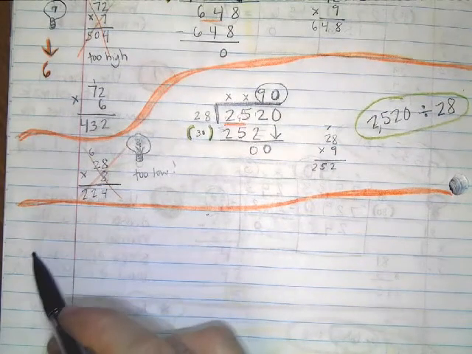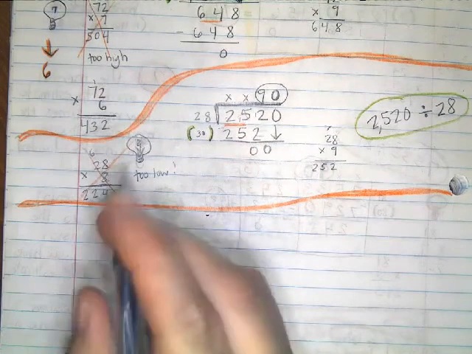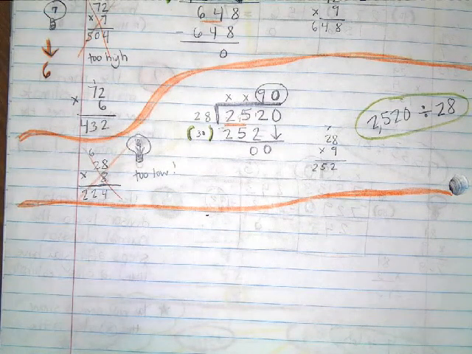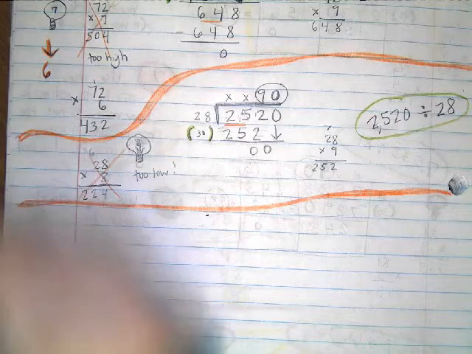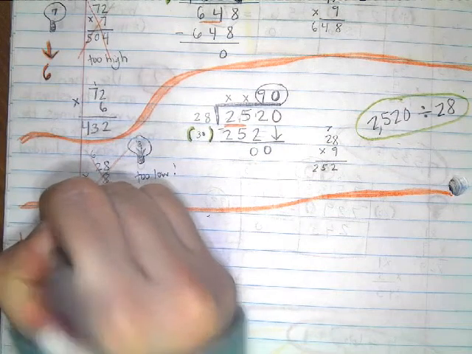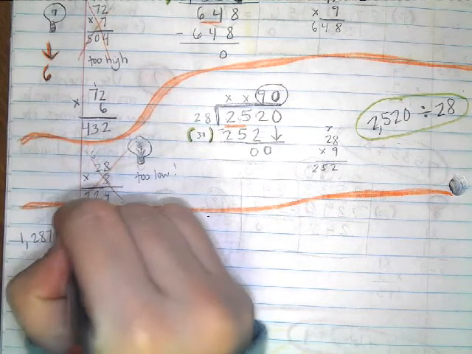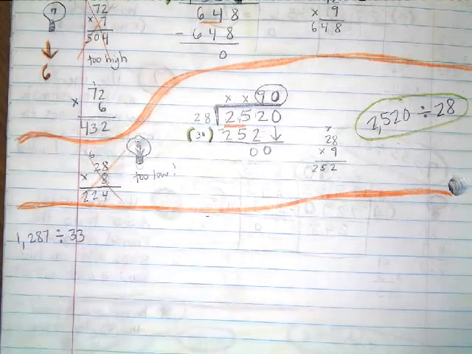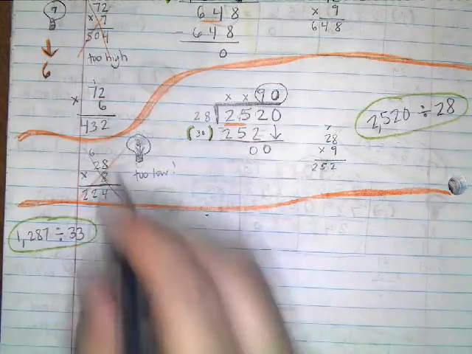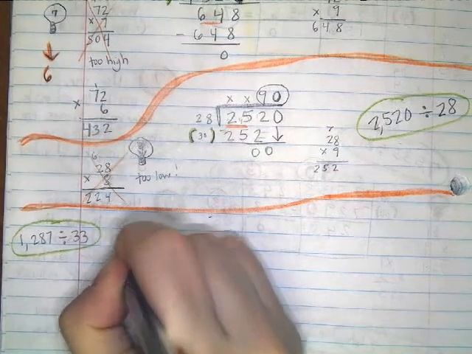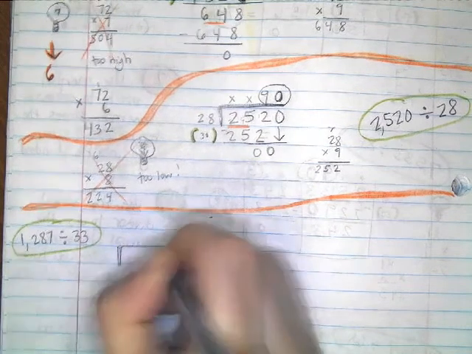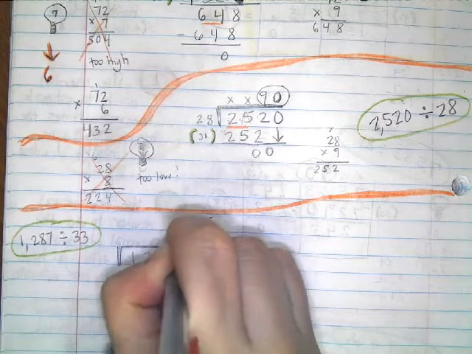I'm going to try another one. Let's try writing it over here to the side. Okay? The problem is going to be 1,287 divided by 33. Go ahead and set that up in the long division method. I'm going to do that right here.